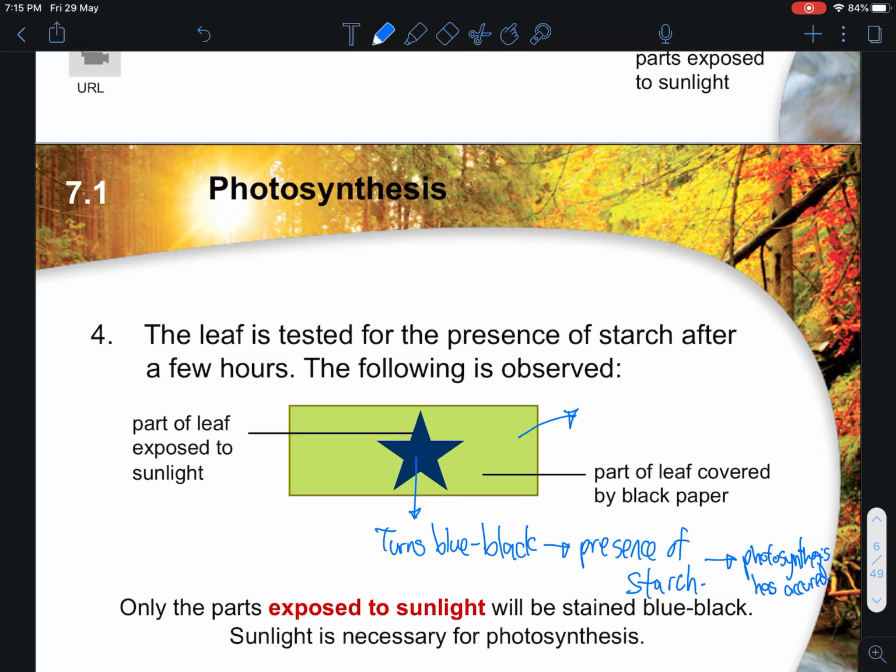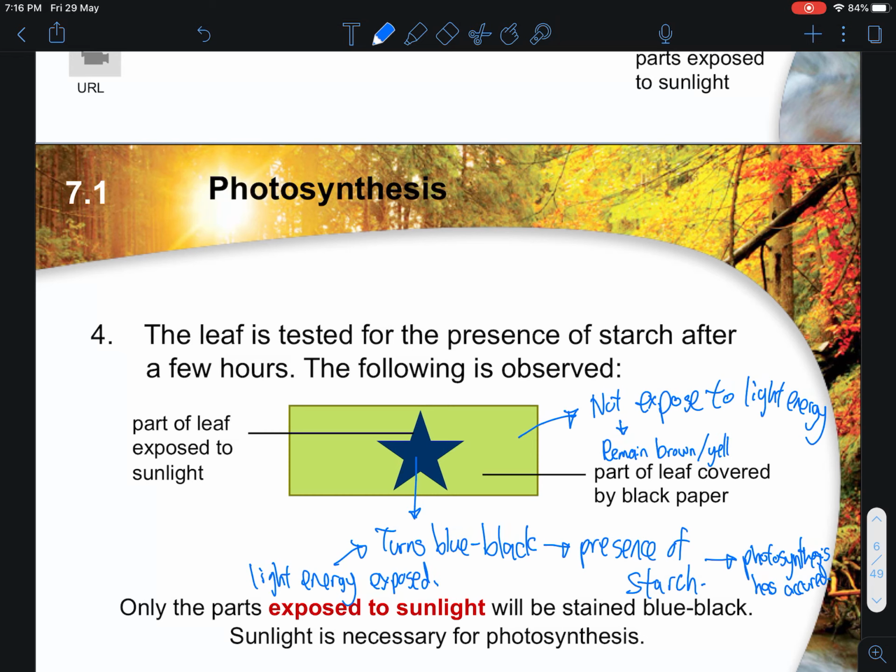So this green area is not exposed to light energy. So this one is light energy exposed. Since it's not exposed to light energy, this one when tested with iodine should remain brown, or you can say remain yellow, whichever is good for you, and hence photosynthesis did not occur.